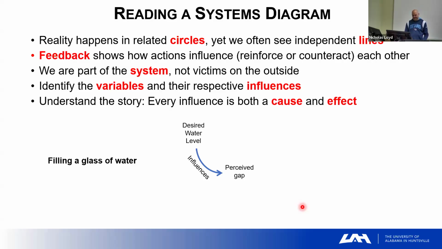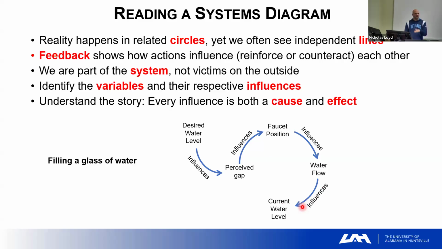And then based on that perceived gap, I'm going to take some action. I'm going to adjust the faucet to either increase or decrease the flow of water, which changes the water flow, which gives me a new water level that changes my perceived gap, and I can compare that back to the desired water level. So, identifying what are the variables that affect my desired water level.